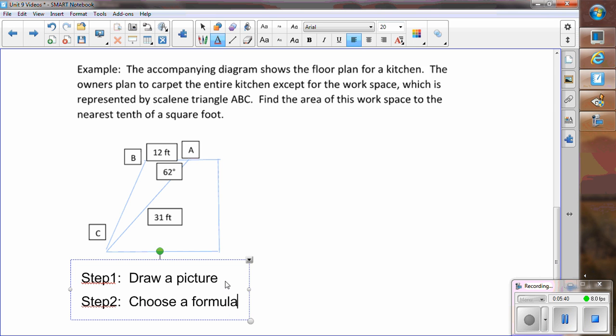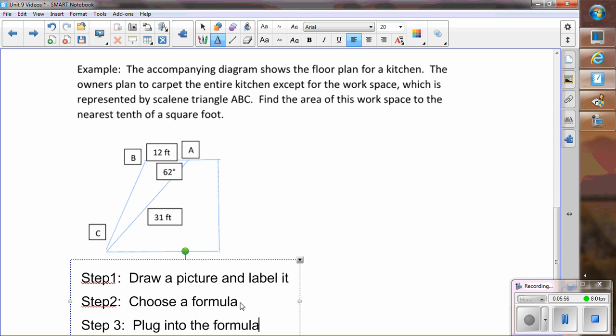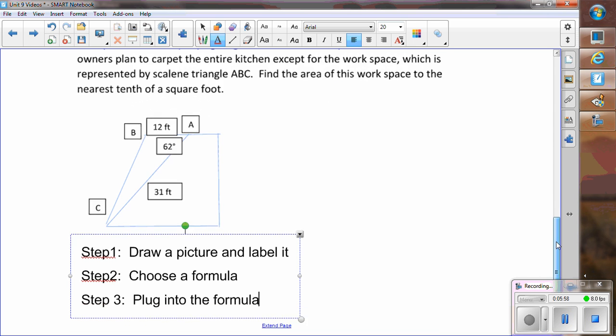Of course, when you draw the picture, I should say also, and label it. You're going to choose the formula. In this case, obviously, the only one I've introduced you to is area, so that's going to be the appropriate formula. Step 3 is you plug into the formula. And so this means you're going to plug in all the values into the formula.